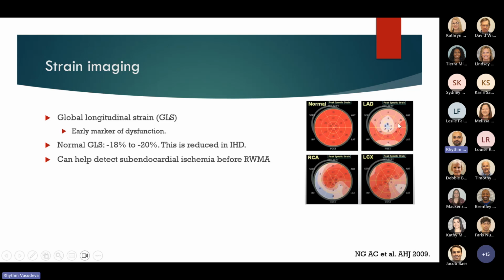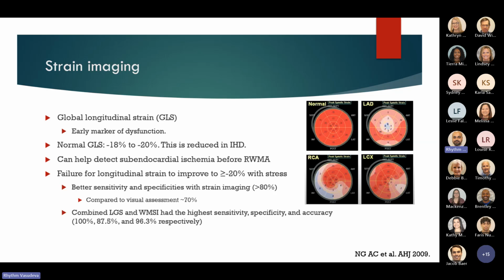And this is just like a bullseye diagram to show you the territories involved for LAD, RCA, and LCX. So you can see anterior wall, that inferoseptal wall, and then LCX with a lateral, inferolateral territory. A normal global longitudinal strain is about negative 20%, and this is reduced with ischemic heart disease. And it can help detect before we see any regional wall motion abnormalities.